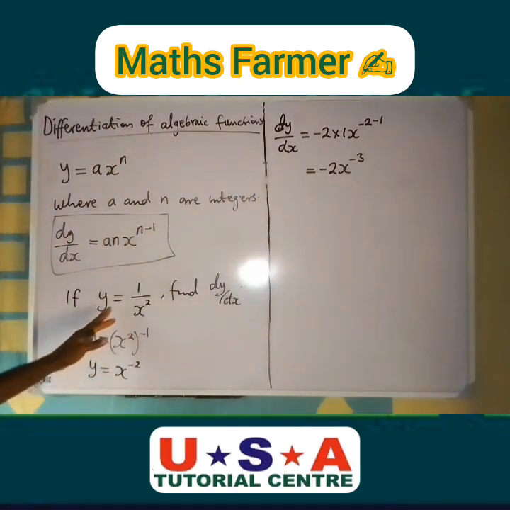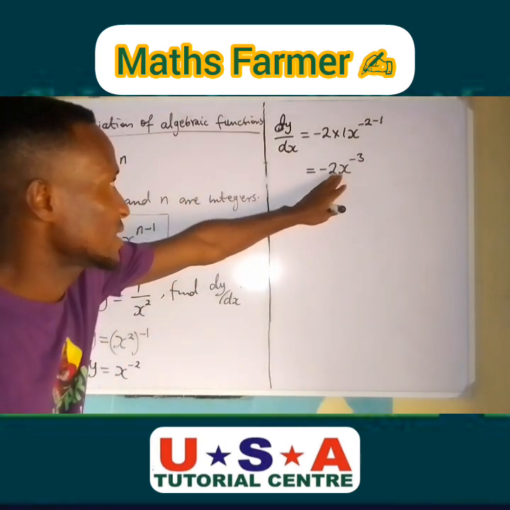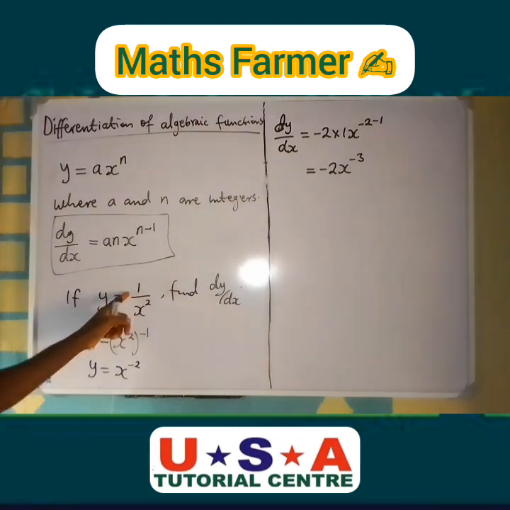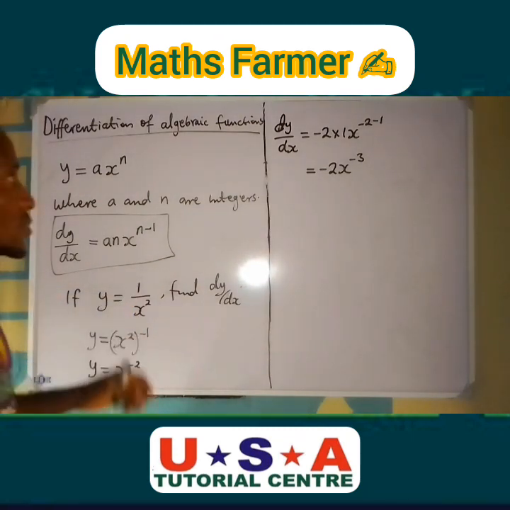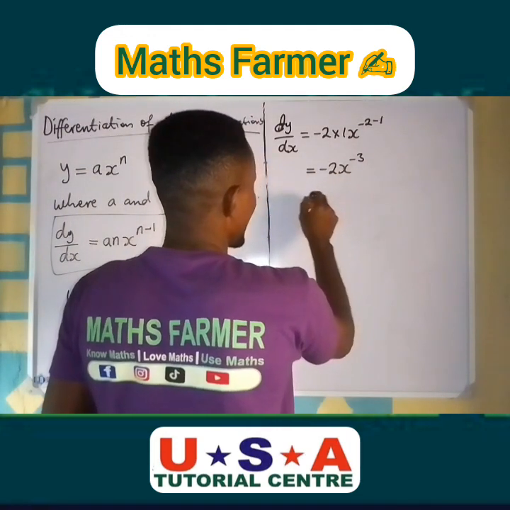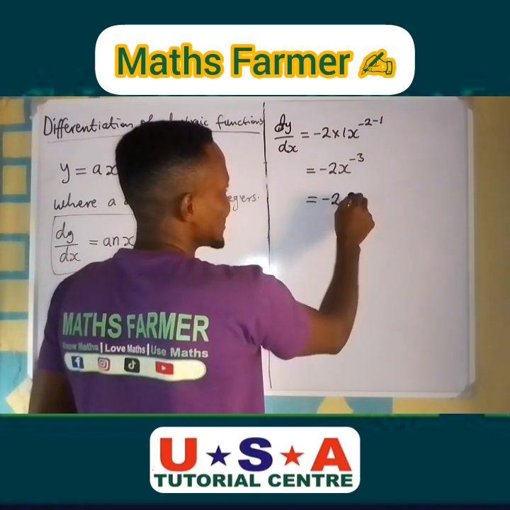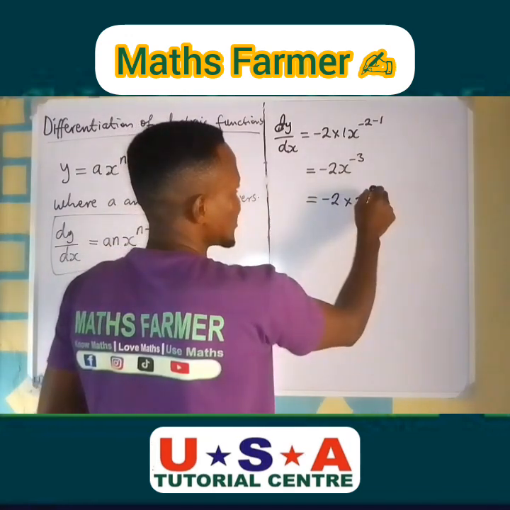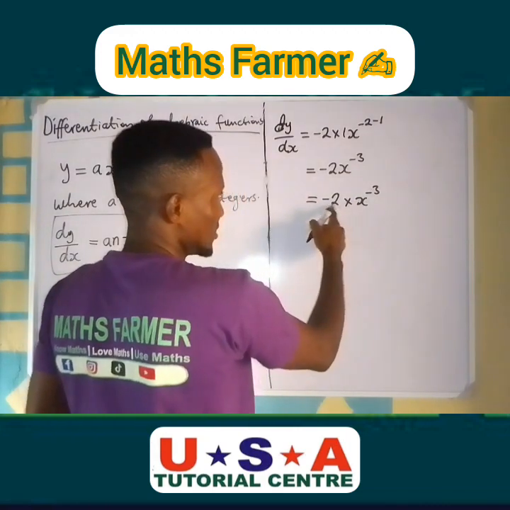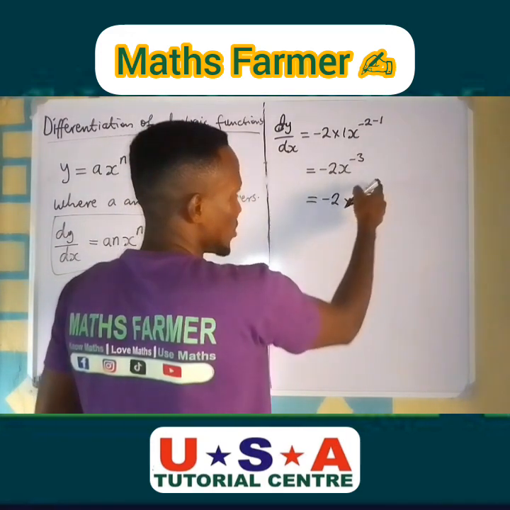We will differentiate this function. But whatever you have as your answer, you have to convert it back to the fractional form that the question was initially in. So converting this answer back to that fractional form, what we have here is minus 2 times x raised to the power of minus 3.